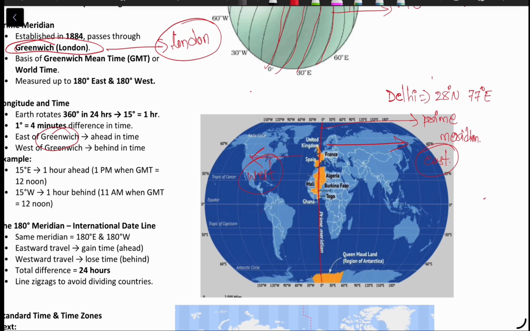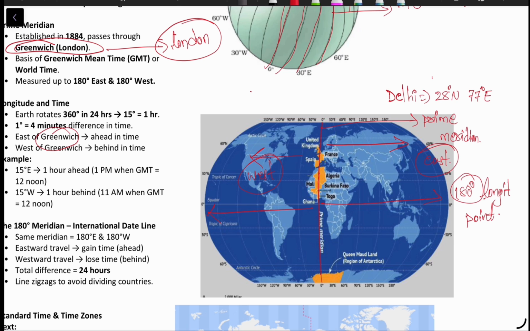There are around 180 meridians, 180 degrees of longitudes. So 180 longitudes will be present towards the east, and 180 degrees of longitudes towards the west, from the 0 degrees prime meridian, right? The earth is divided in such a manner by scientists for giving the accurate location of a point or a place.